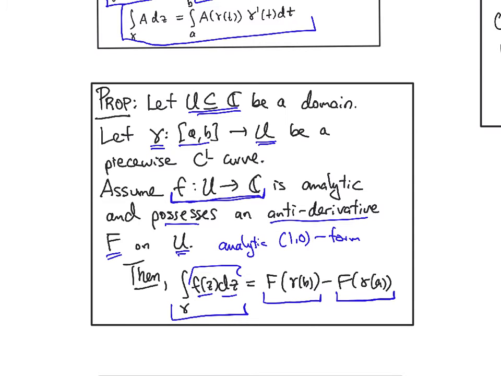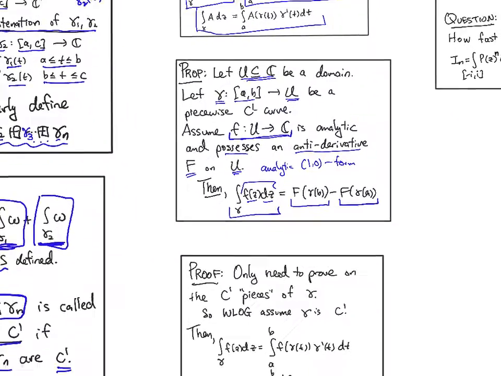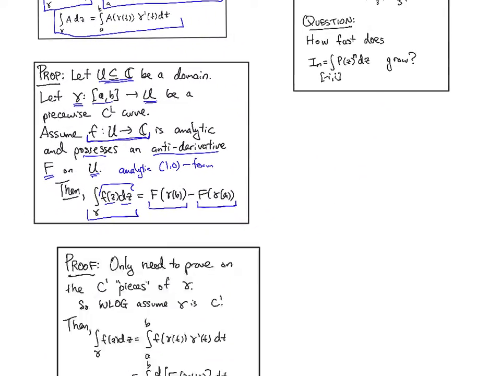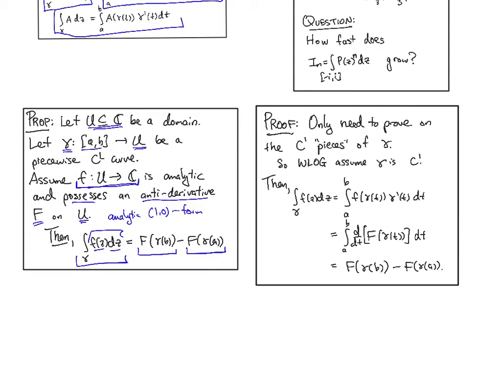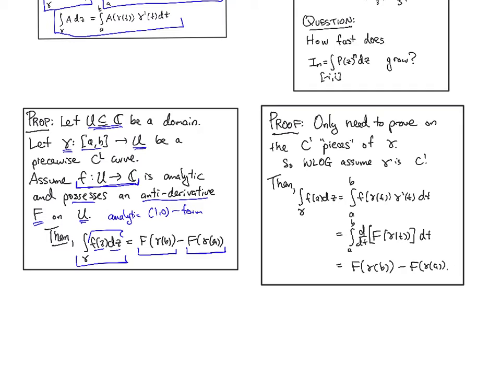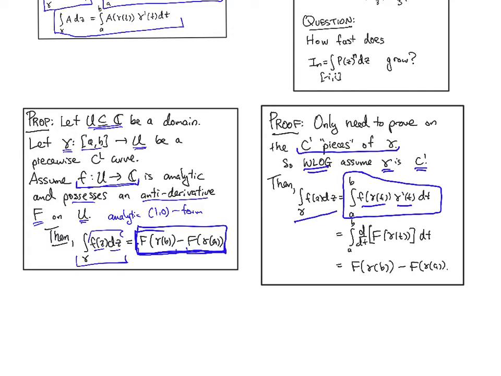And the proof just uses the fundamental theorem of calculus. So we only need to prove this on the C1 pieces of gamma, because you can reassemble all of the pieces together and you'll get a telescoping sum that will just give you this in the end if you can prove it for all the pieces. So without loss of generality, we'll assume that gamma is a C1 curve. And then our integral of f over gamma, we'll use the formula from earlier. I'll integrate from a to b. I'll have f of gamma times gamma prime of t.